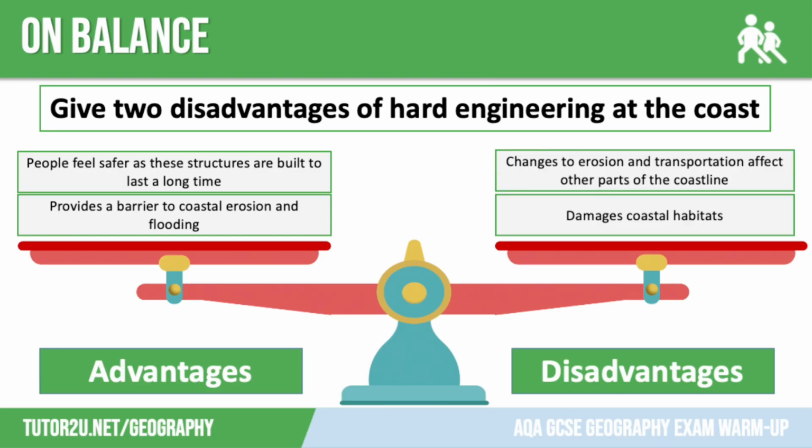There are lots of disadvantages to hard engineering at the coastline. It damages coastal habitats and also affects transportation processes, which can increase erosion elsewhere. For example, groins trap beach material, which means areas further along the coastline without coastal defences are starved of sediment, so therefore their erosion rates increase. One of the reasons that coastal defences are not everywhere along the coast is because they are so expensive.